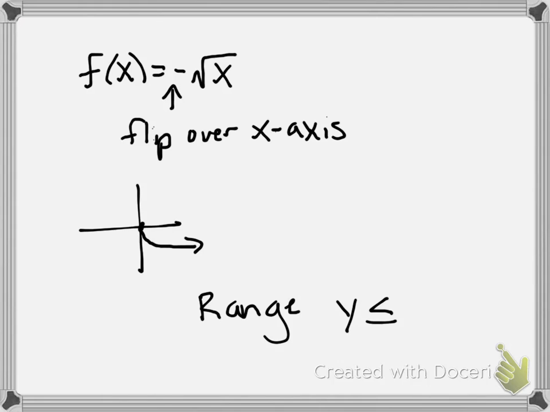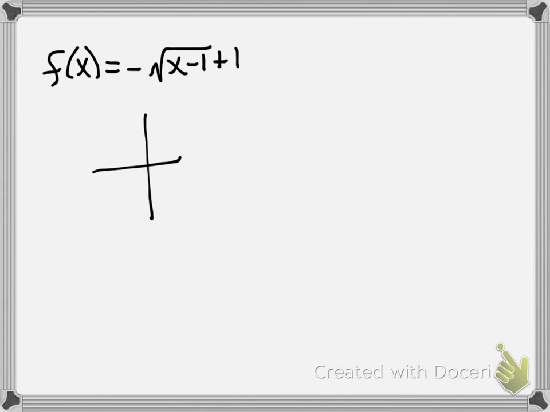Alright, so if you need anything from the screen, go ahead and get it. I'm going to switch screens, we're going to do a couple of negatives. Alright, so let's say I have negative square root of x minus 1 plus 1. Okay, so again, this minus 1 means I'm going to go to the right one, and this one I'm going to have to go up 1. So right 1, up 1 means I'm going to be right.